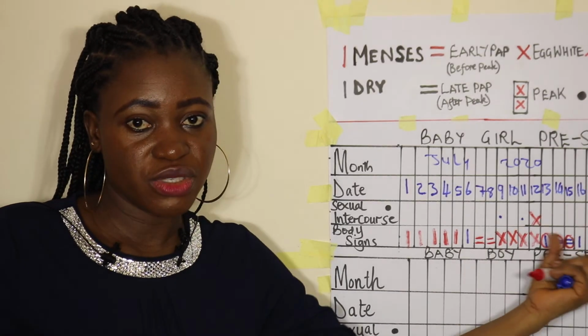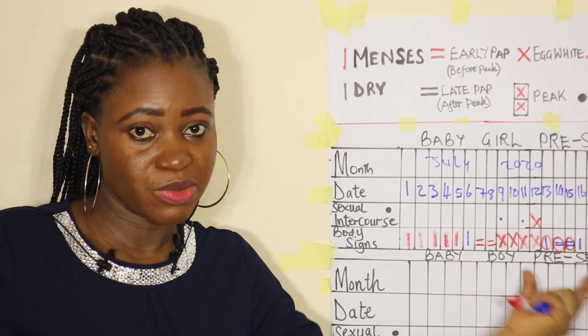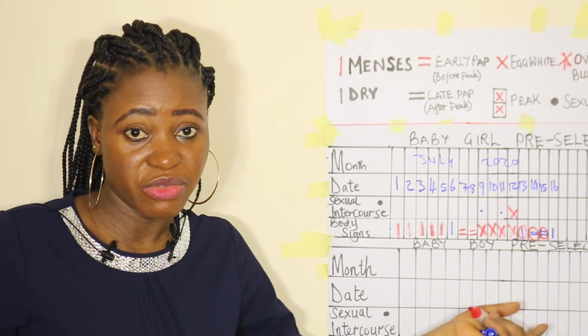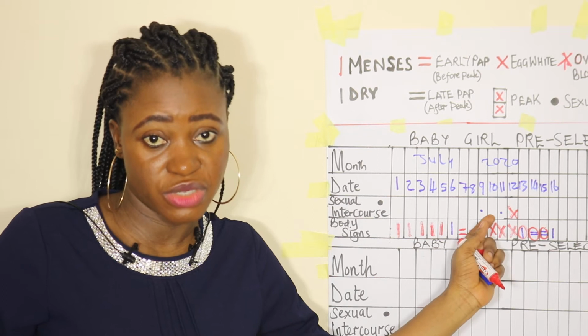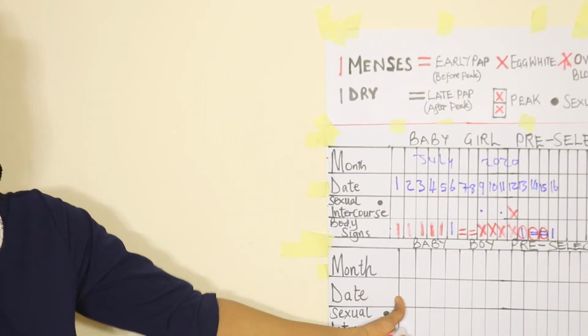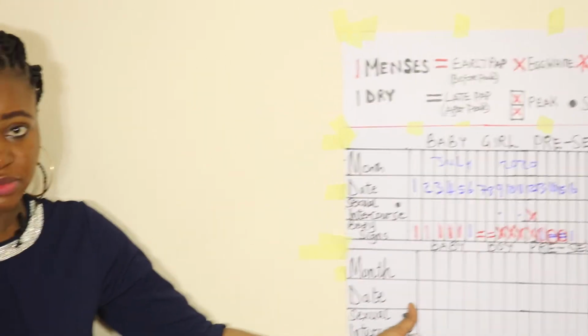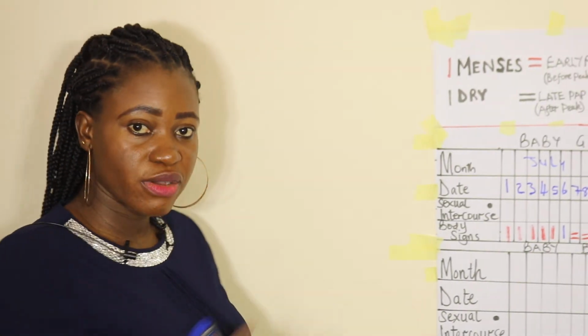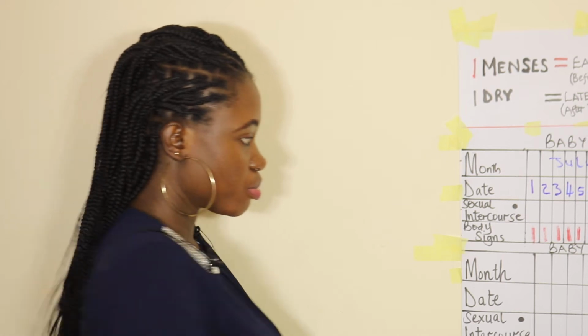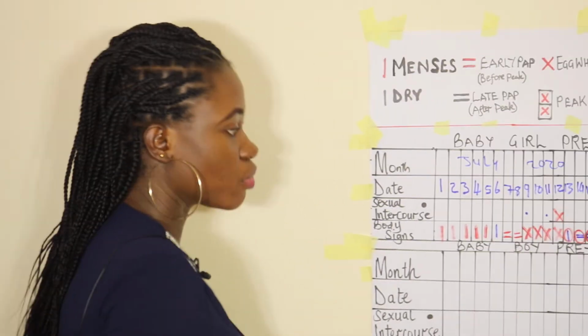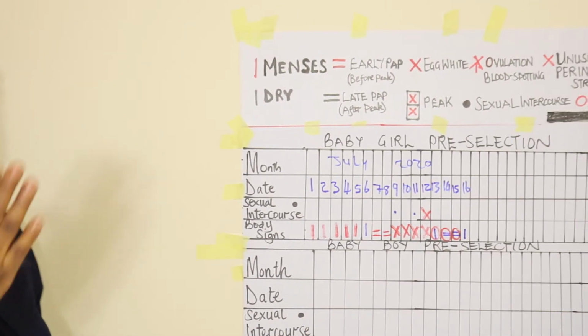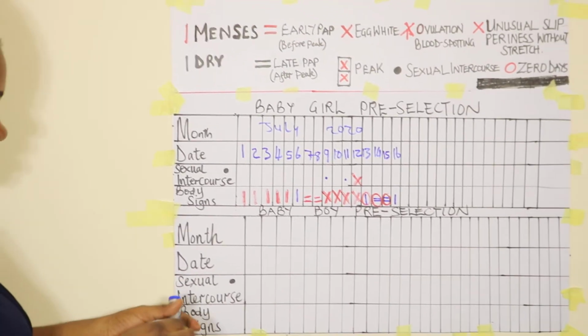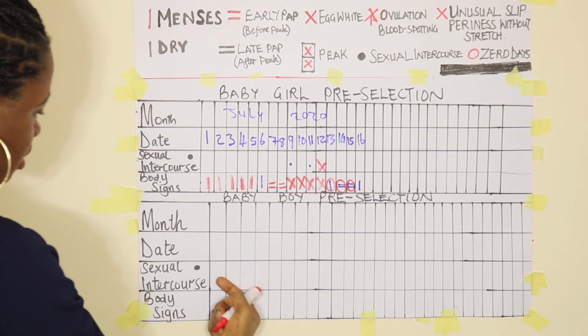Please, you need to go through this video plenty of times, and you are supposed to chart for at least 3 months before you can start selecting the sex of your child. So we are going to the lady who wants a baby boy. We are bringing all these body signs down so that I don't explain plenty. So we bring all these body signs down, and then we'll continue from the lady who wants to conceive a baby boy.